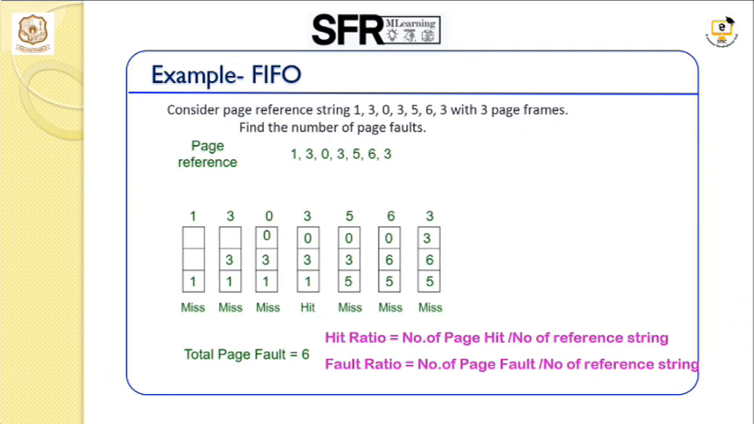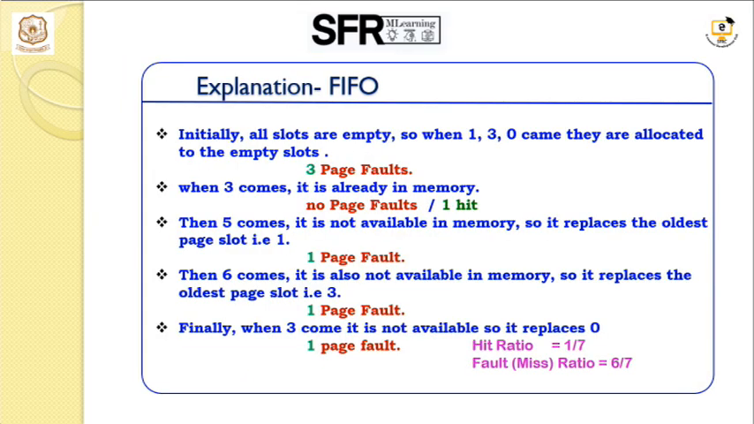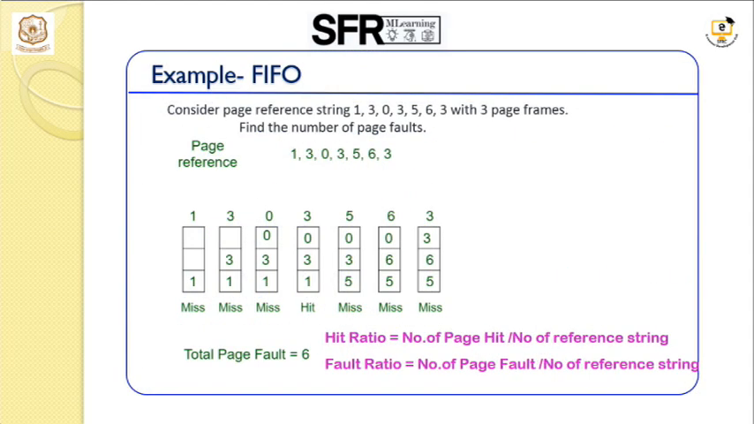Okay. Consider the reference string 1 3 0 3 5 6 3 with 3 page frames. Look at the diagram. In this, the page 1 comes. The memory is free, the 1 is allotted, henceforth it is a page fault. The next 3 comes, the memory is free, 3 is allotted, page fault, otherwise miss. Next 0 comes, the memory is free, 0 is allotted, it is also called a page fault. Next the page 3 comes. Here look at this, 3 is already in the memory, so no need for memory allocation, it is already there.